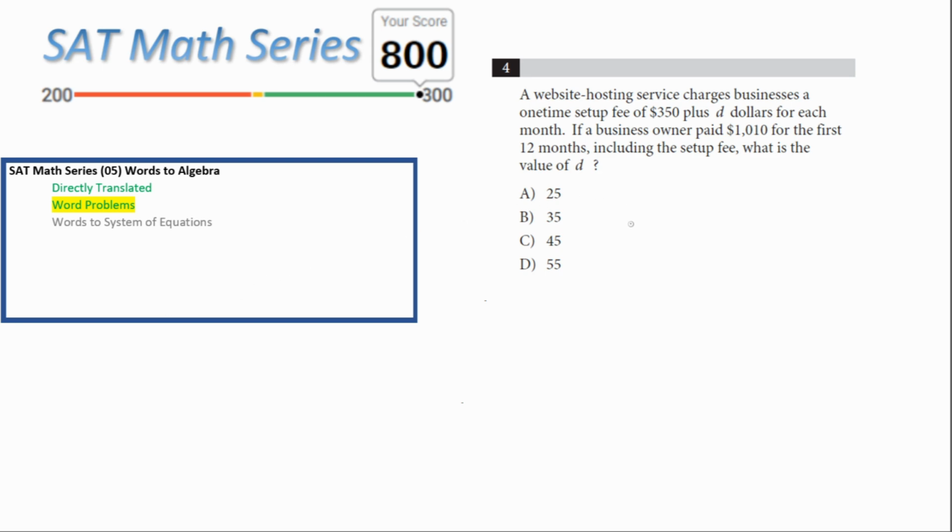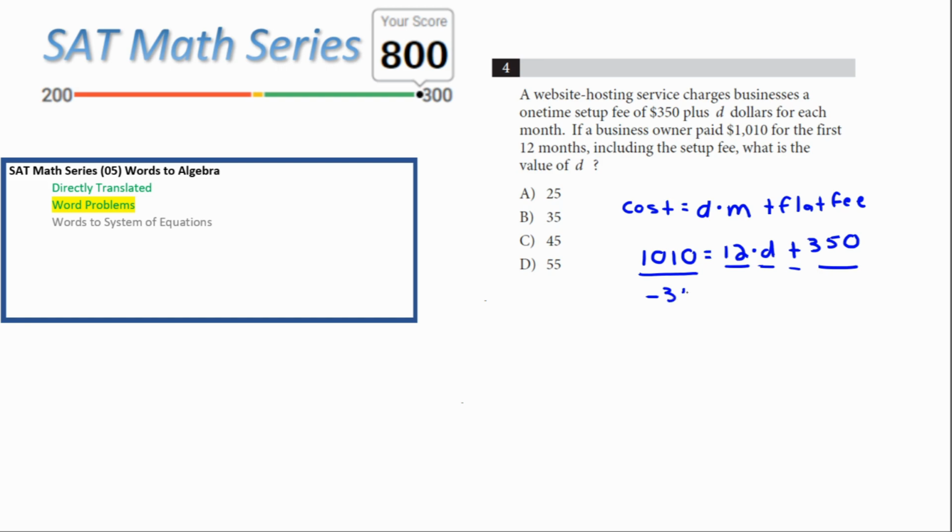And this is actually the equation of a line where the total cost is equal to the cost per month times the number of months plus the flat fee, right? Or we know that after 12 months he paid $1,010. So that was 12 months times the monthly cost plus the original flat fee. You need to be comfortable with formulating equations this way. If you multiply the number of months times the cost per month, that will give you that cost, and then you have to add the flat fee, and that should equal the total cost. So if you can formulate it this way, then it's just algebra to finish the problem.